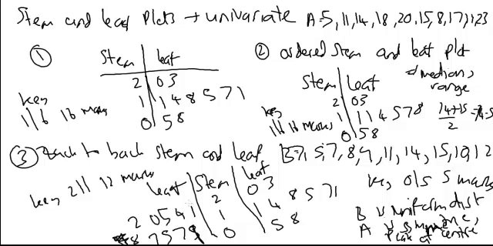So that's how we construct a stem and leaf plot. And you can do the back-to-back, just the stem and leaf plot, or the ordered. And this is how we use it. And that's the end of our look at statistics.